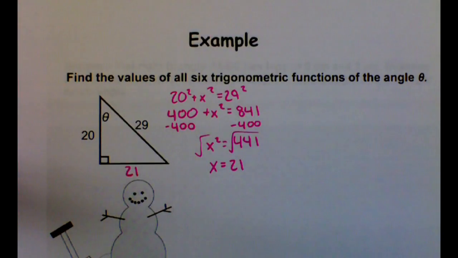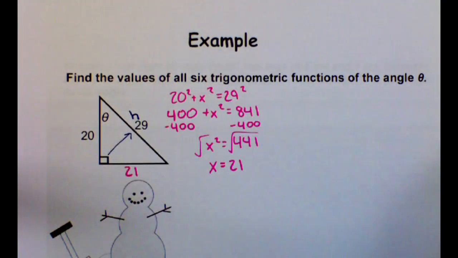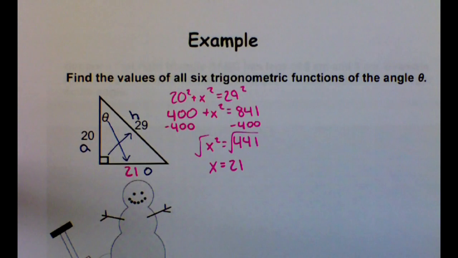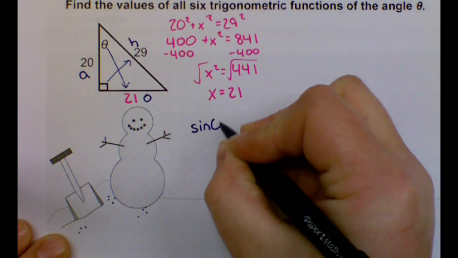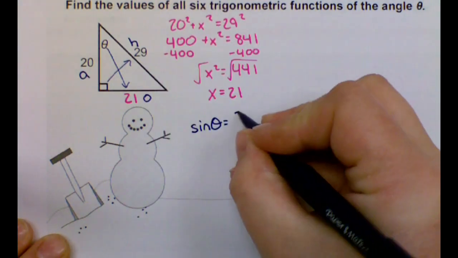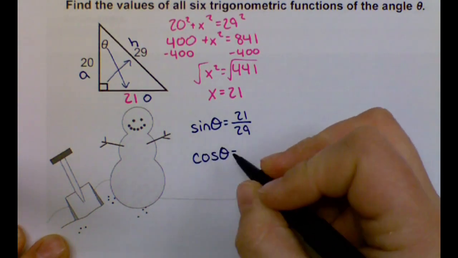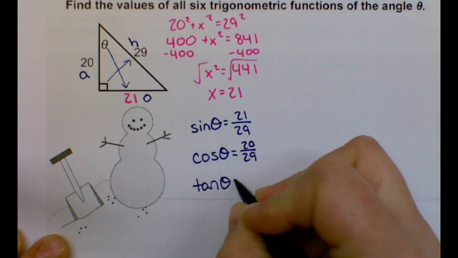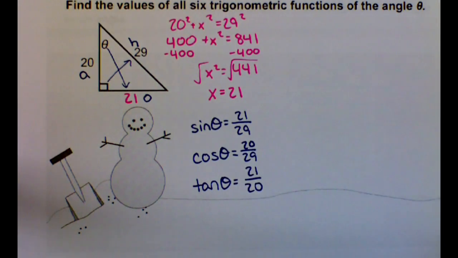Then I'm going to label my 3 sides. Opposite, adjacent, hypotenuse. Well, across from the right angle, that's always my hypotenuse. Across from my angle that I look at is the opposite. Third side is the adjacent. So we'll start with the basic 3 we know. Sine of theta is opposite over hypotenuse, so 21 over 29. Cosine of theta, adjacent over hypotenuse, so 20 over 29. And tangent of theta, opposite over adjacent, 21 over 20. Remember that you will simplify these if you can. These ones just happen to not be simplifiable.